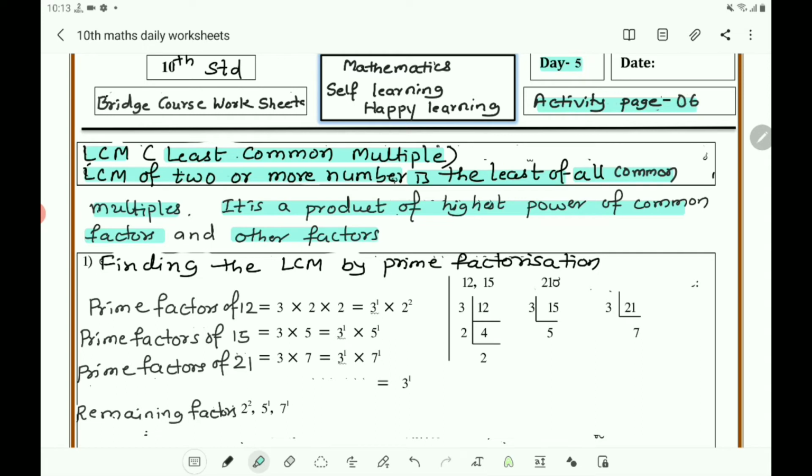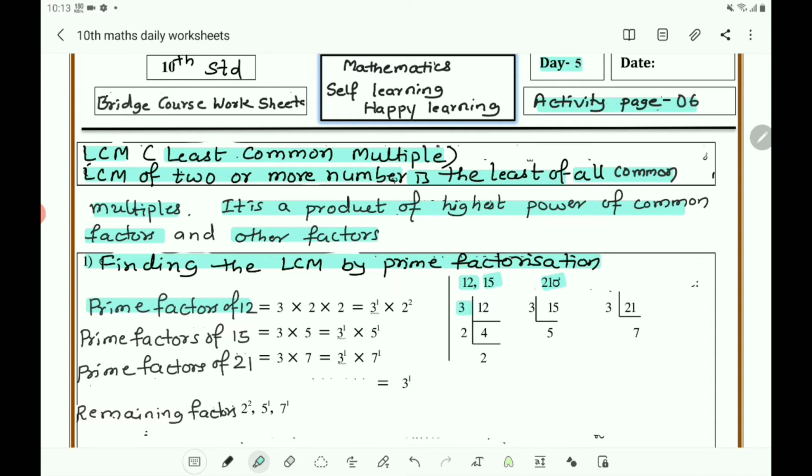So let us take one example here. Finding the LCM by prime factorization. Here you take the numbers 12, 15 and 21. Find the LCM of 12, 15 and 21 by prime factorization. Now you write the prime factors of 12. How will you get the prime factors of 12? Here divide it by 2 and divide it by 3.